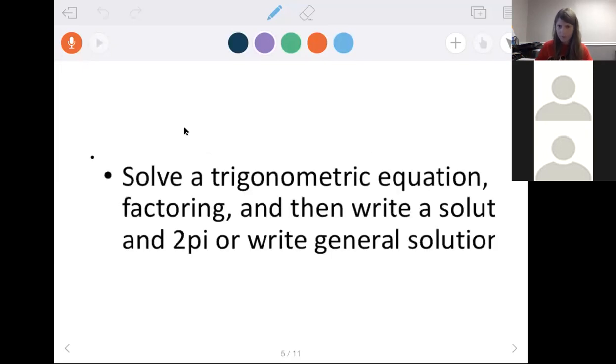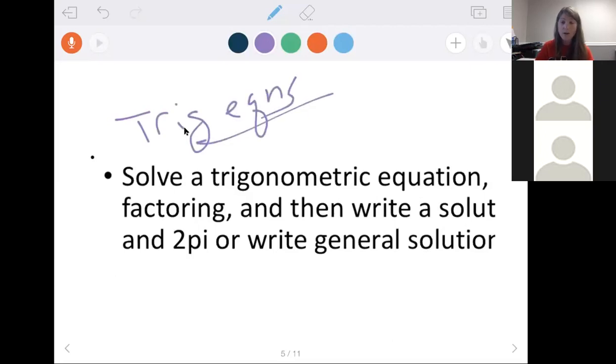All right, this one actually came out a little bit strange. It blew up my text here. But what it said, if you go back to that list of topics, is to solve a trig equation and then write out a solution. So it's basically solve a trig equation where we either have factoring, quadratic, just anything going on. So trig equations. And then write a solution that's between 0 and 2 pi, and then a general solution.